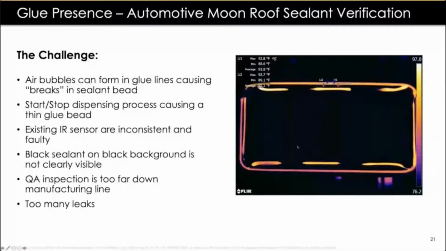Existing IR sensors, pyrometers, were placed around here just for presence. But the problem is you have to use a lot of pyrometers. Imagine this: one thermal camera is like having over 307,000 individual pyrometers or temperature measurement thermocouples. You'd have to place a lot of them around here to really get a full picture of what's going on. This was a black sealant on a black background, so standard vision was not a viable solution for them. And of course, they had leaks with the brakes.